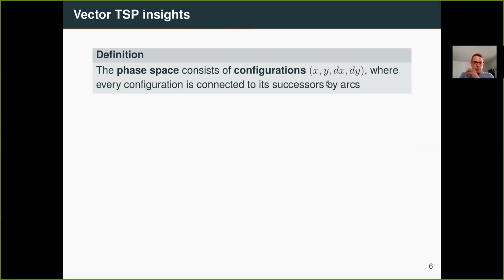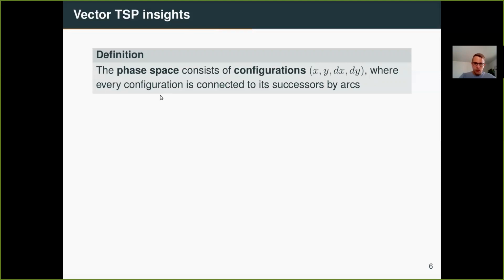So for the following lemma, we need to define what a phase space is. A phase space can be seen as a directed graph in which the nodes or the vertices represent configurations of the form of a tuple like this: x, y, dx, dy, which are going to represent the position of a visiting vehicle as well as its speed. So think of it as all possible states in which a visiting vehicle can be, okay?